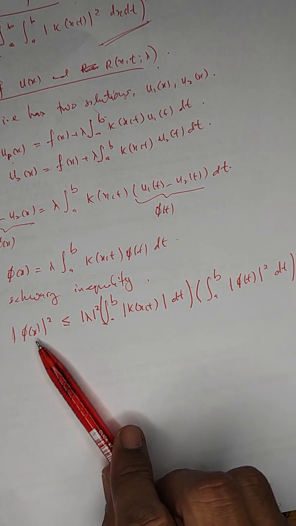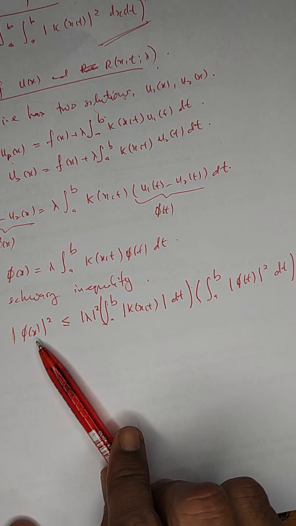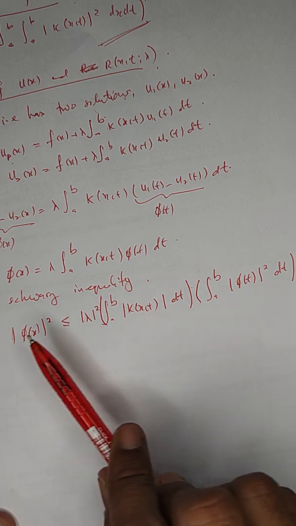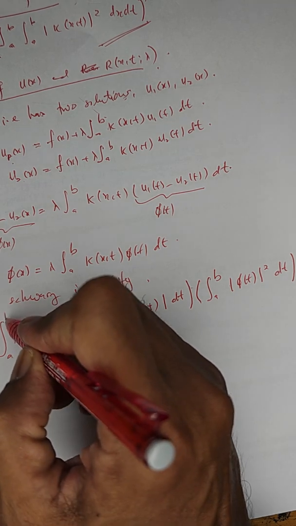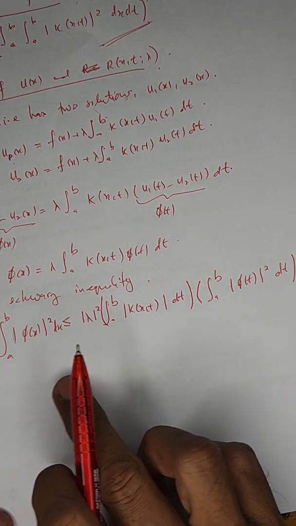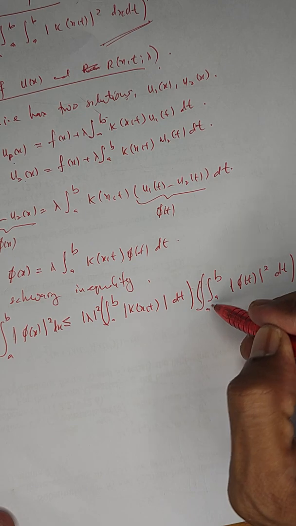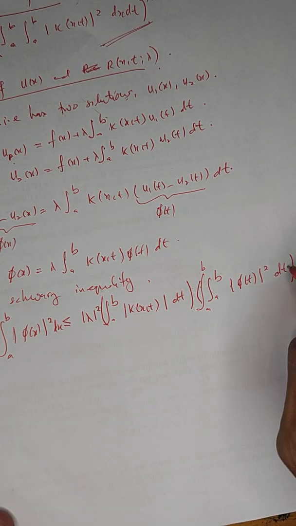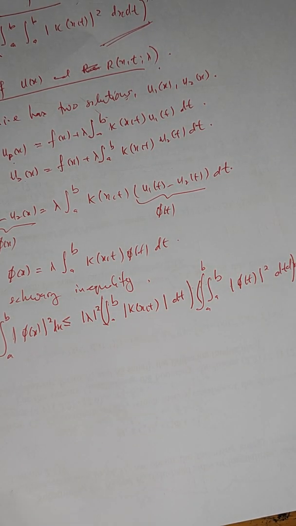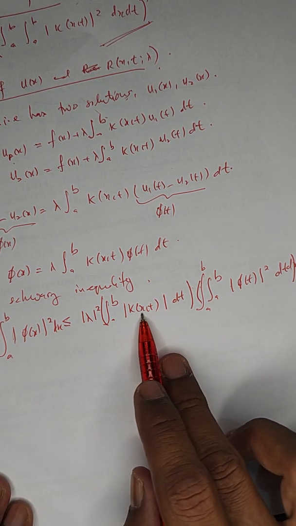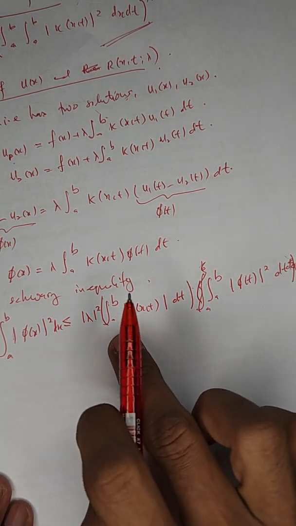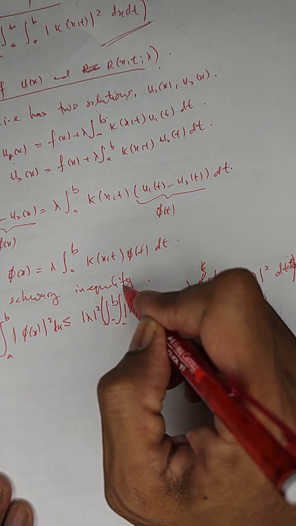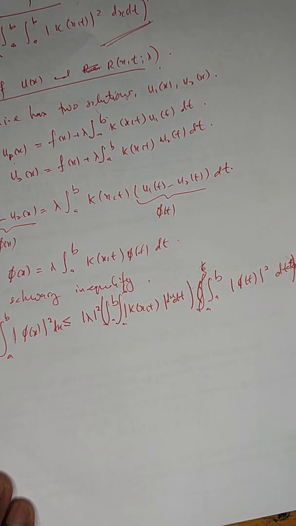Then we integrate this with respect to x from a to b, which means we integrate the left side as well as the right side. So integrate this with respect to x, a to b dx. Because here we have a function of x, we integrate on k, not here. We integrate a to b dx.